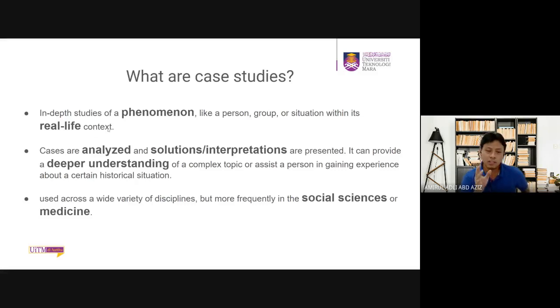So you analyze the cases carefully, you collect data, and then you present the solutions based on the data you analyze. Okay, and then what for? This is to provide a deeper understanding of a complex topic, or we want to assist a person in gaining experience about a certain historical situation. Okay, so in case you always heard about the term case by case basis.